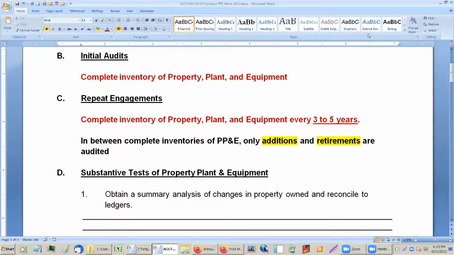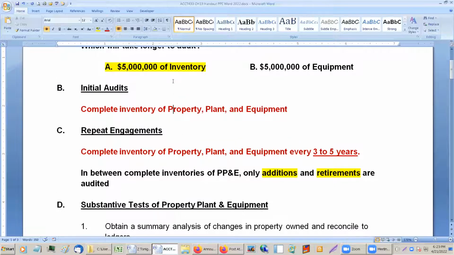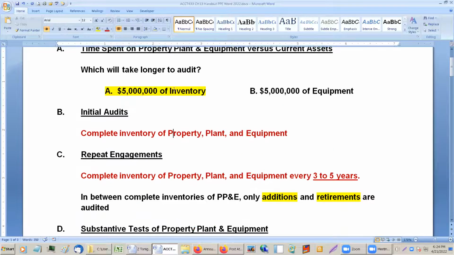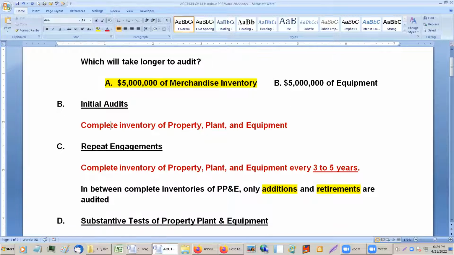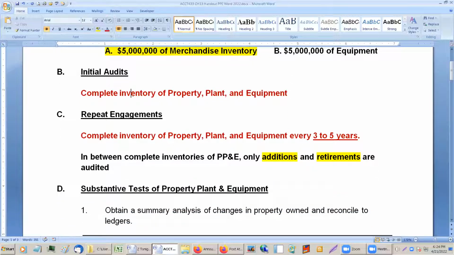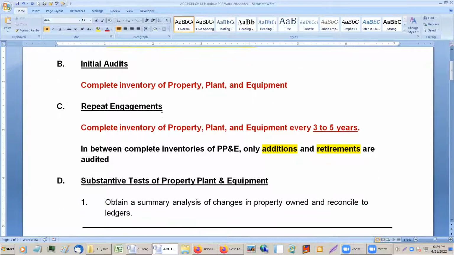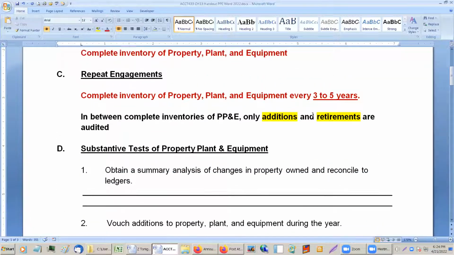So this is different than inventory for, I should say merchandise inventory here. So this inventory is not the merchandise inventory. And in between complete inventories, additions and retirements.